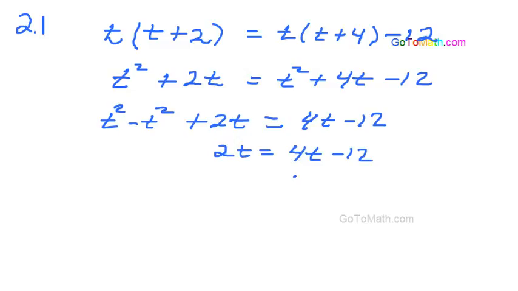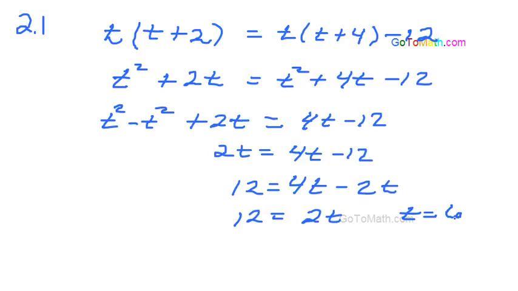And we're going to bring that 2t over to the right hand side and the 12 over to the left. So it's a negative 12, bring it over to the left, it becomes positive 12. So 4t minus 2t is 2t, and then we have 12, and as you can see here, t will be equal to 6, and we could say that the solution set contains 6. Remember you can always plug that back into your original equation to make sure that that is actually a solution.